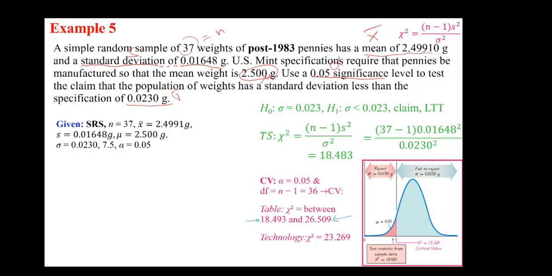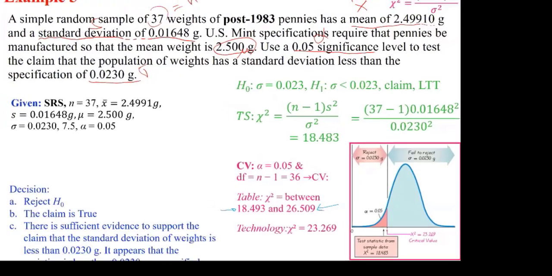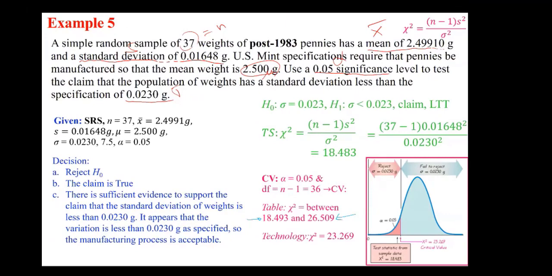So because you are rejecting H0, what do you do? You go back to step one and take a look at the location you're claiming. If you are rejecting H0, loosely put, you are accepting H1, and therefore the claim becomes true. And so there is sufficient evidence to support the claim. You start writing the whole thing as you would.